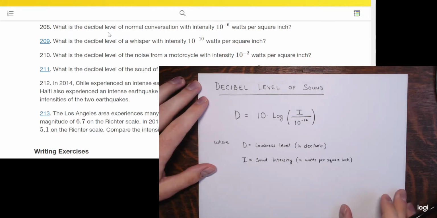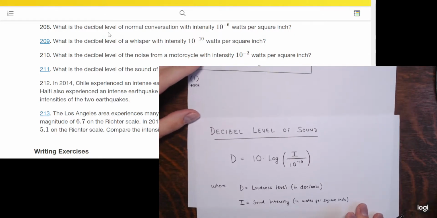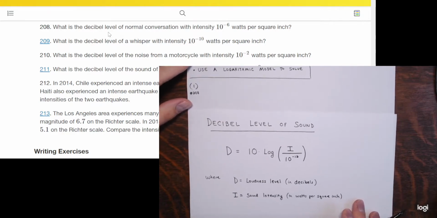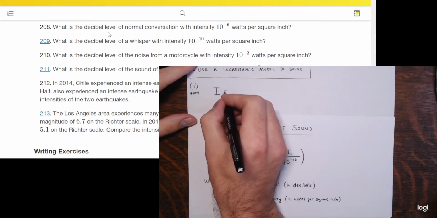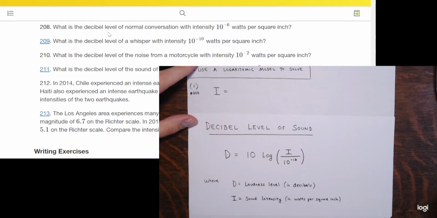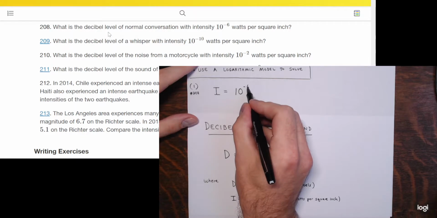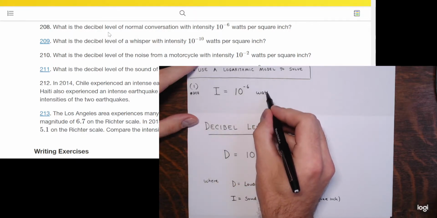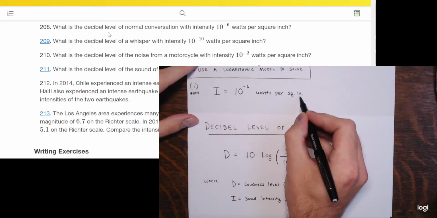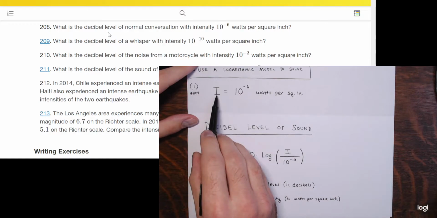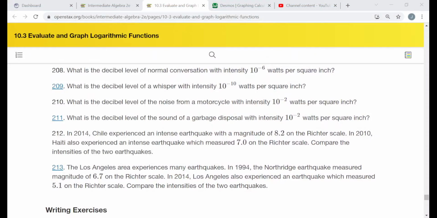In this first problem, we're given the intensity. In question 1, we're given that the intensity of the sound of this normal conversation, I, equals 10 to the negative 6th power watts per square inch. This is going to replace I in the formula, and then I solve for D, and it's very, very simple. Let me make this a little larger.